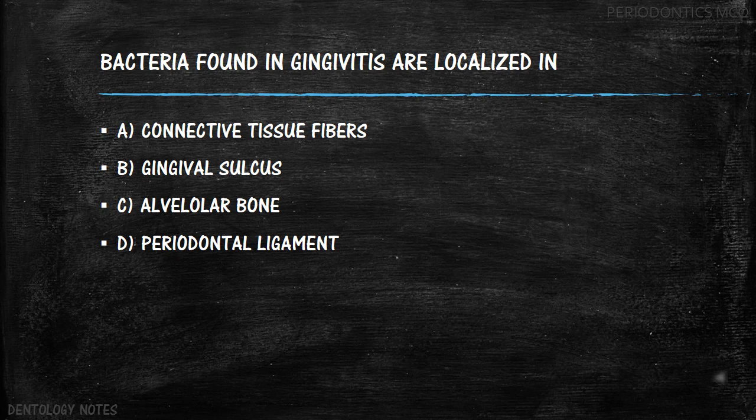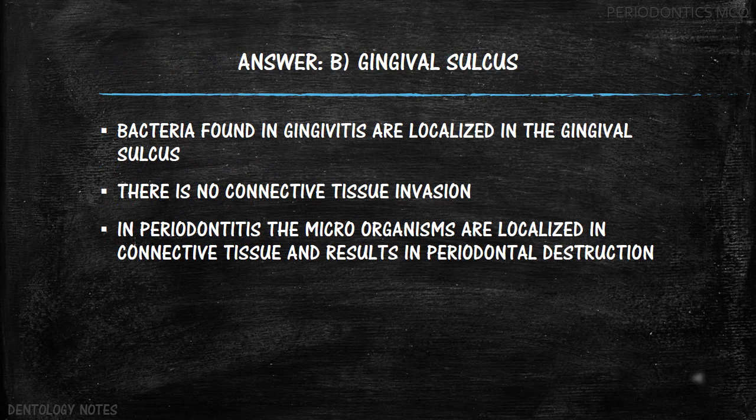Bacteria found in gingivitis are localized in: A. Connective tissue fibers. B. Gingival sulcus. C. Alveolar bone. D. Periodontal ligament. Answer: B. Gingival sulcus. Bacteria found in gingivitis are localized in the gingival sulcus. There is no connective tissue invasion. In periodontitis, the microorganisms are localized in connective tissue and result in periodontal destruction.